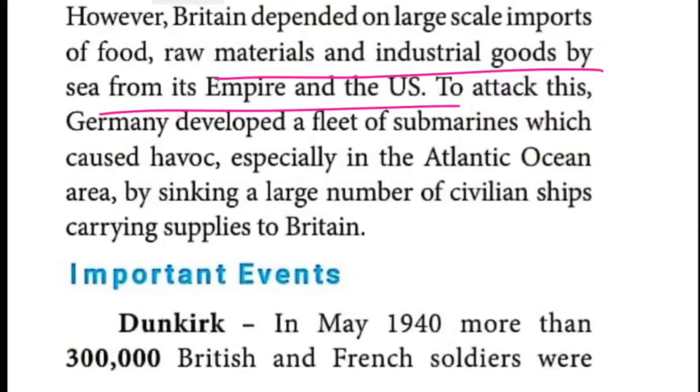Yes, what did Germany think in the sense, to attack this? Germany developed a fleet of submarines in order to attack those supplies. The British people, the Royal Navy people, were getting the food as well as ammunition, bombs, raw materials, and industrial goods, everything from the United States of America, as well as from their own mother country. Germany was thinking that if we attack those ships, we can solve this problem and bring Britain under our control.